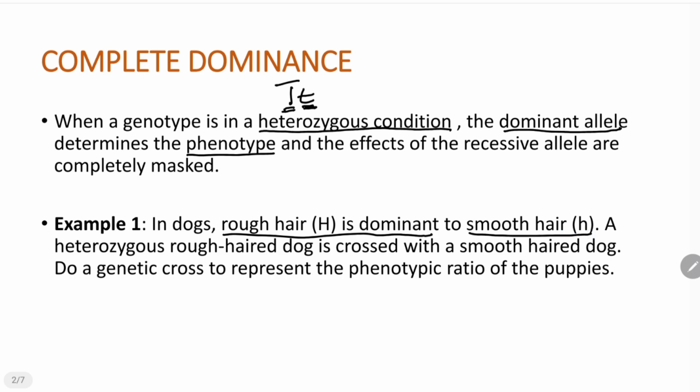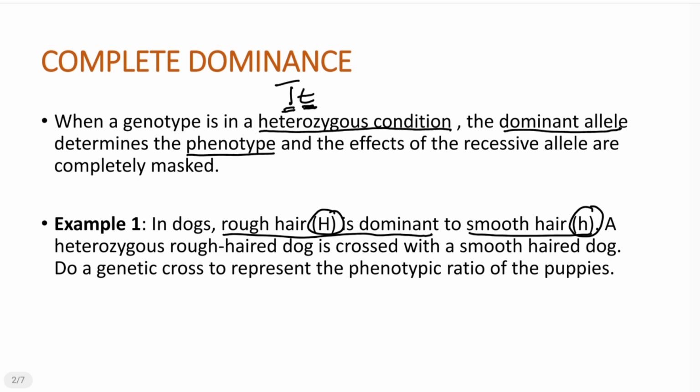Let's read further. A heterozygous rough-haired dog is crossed with a smooth-haired dog. The instruction is for us to do a genetic cross to represent the phenotypic ratio of the puppies. So we have to perform a genetic cross with the information that has been provided to us. So we already know that rough hair is dominant and it is controlled by capital letter H. Smooth hair is recessive and it is controlled by small letter h.